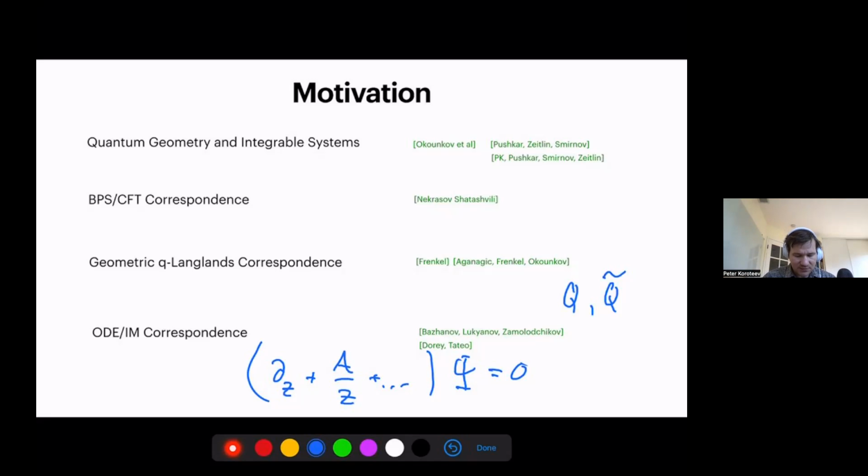Right now we're working on a paper with Frenkel and Zeitlin where we essentially connect this to what I'm about to tell you today, but it's not going to be in today's talk. Are there any quick questions about motivation?